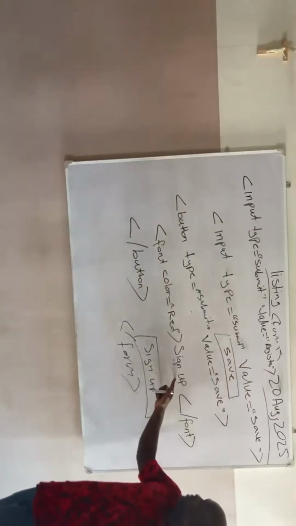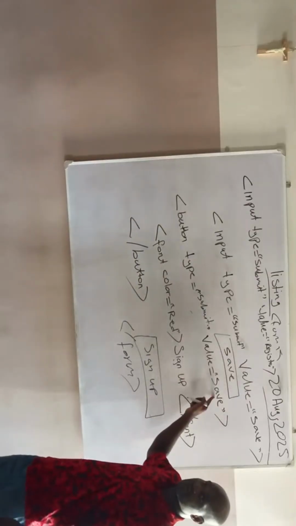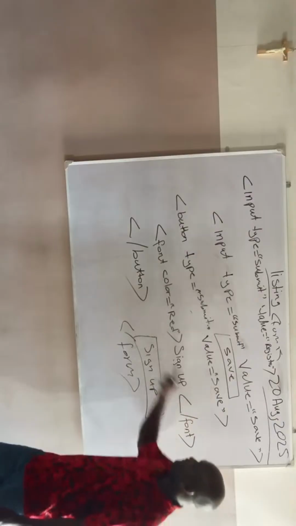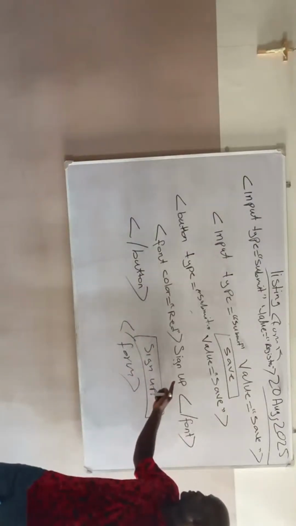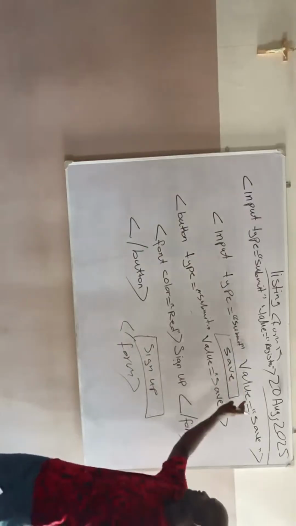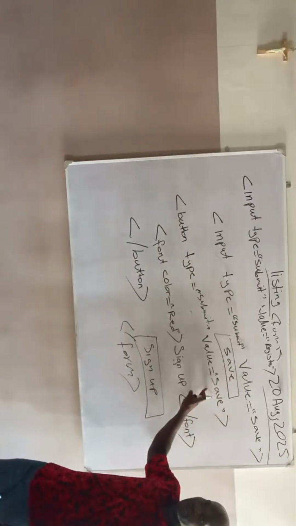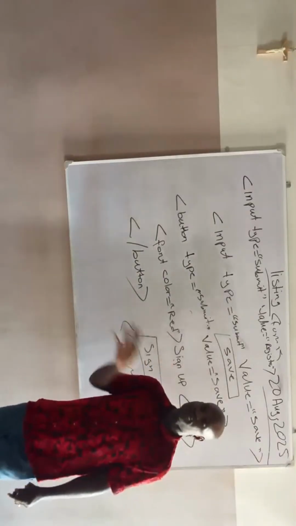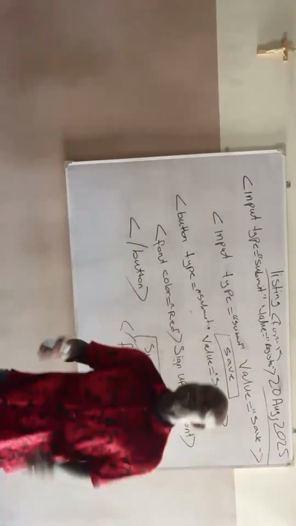But in this one, even though the value is saved, the user cannot see it. You have to focus on this one here. The value of this and the value of this is the same thing, but how they will be displayed to the browser or to the user will differ.